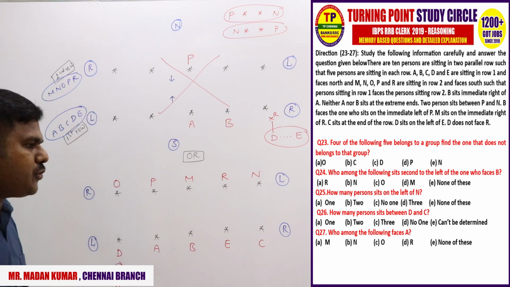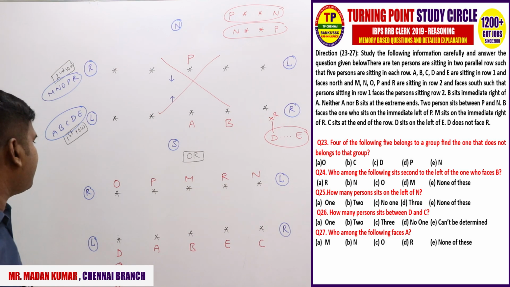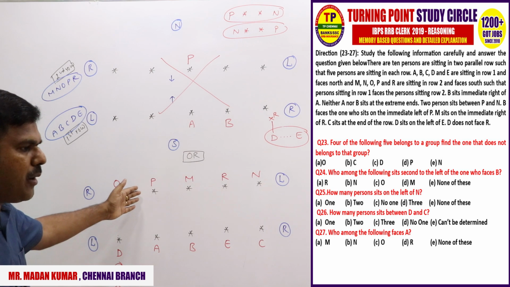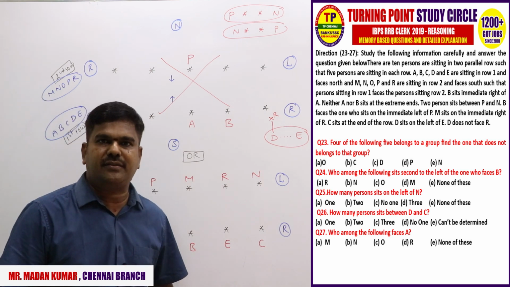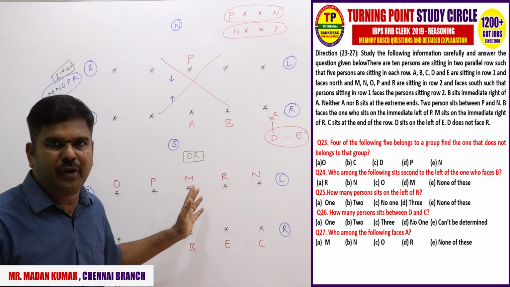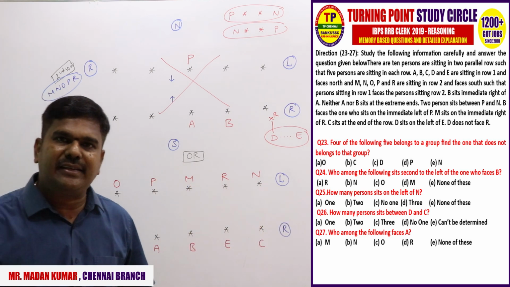What is the last one here? Who among the following faces A? Who is facing A? P is the answer. So the option P is not being given. Go ahead with none of these. Hope everybody is clear how to solve such types of problems. We will go ahead with the next session.